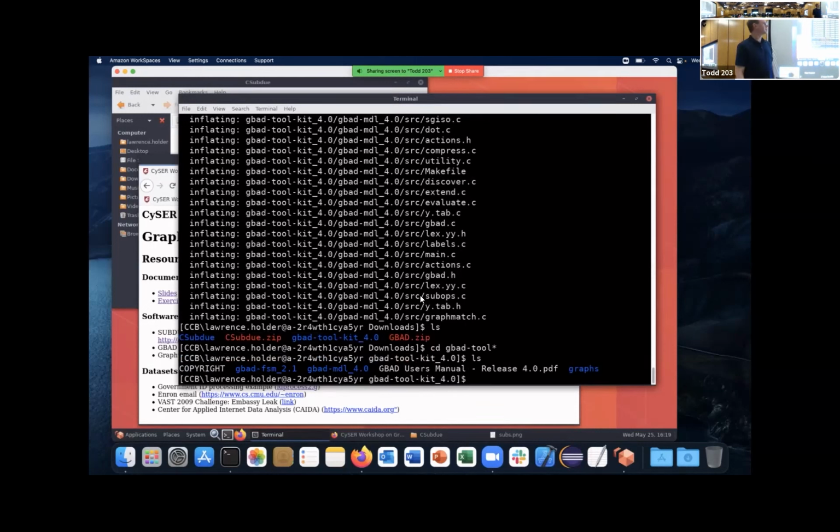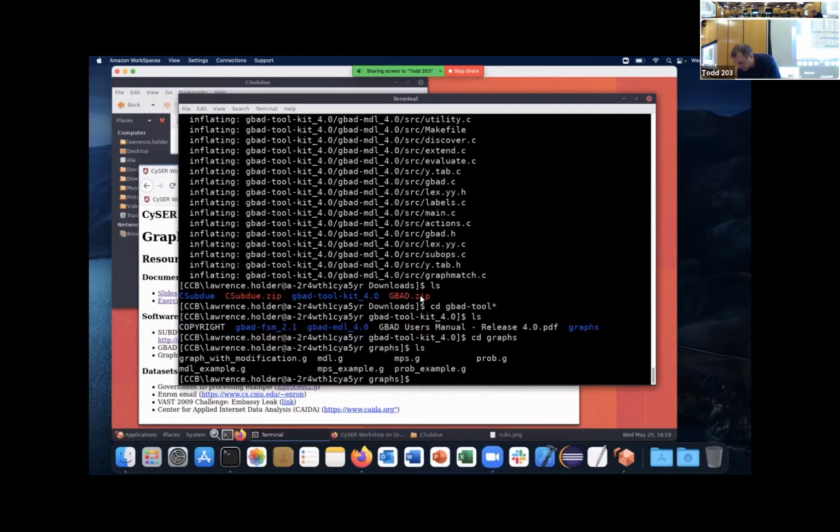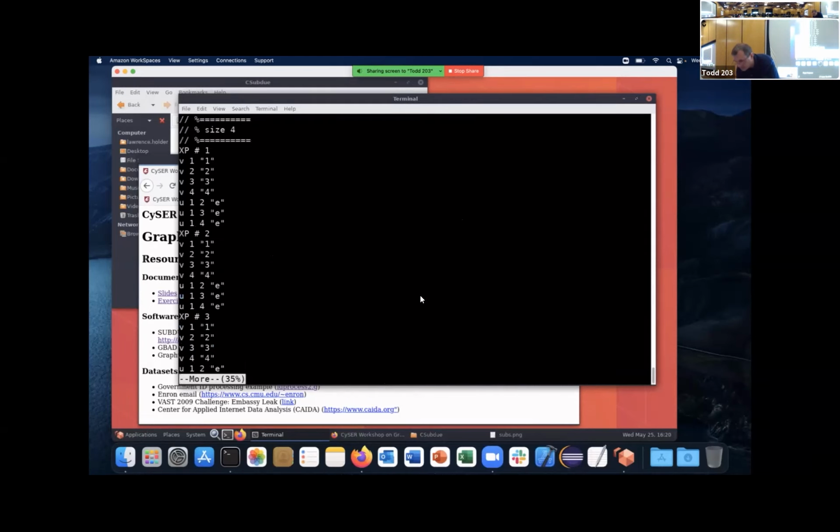you'll see a couple of different versions. This is a version of GBAD that uses a frequent subgraph miner, not a highly compressing one like we do. But GBAD MDL is the one that we developed, so that's where we'll be spending our time. There are also some sample graphs in here. The one we'll be running is this example.